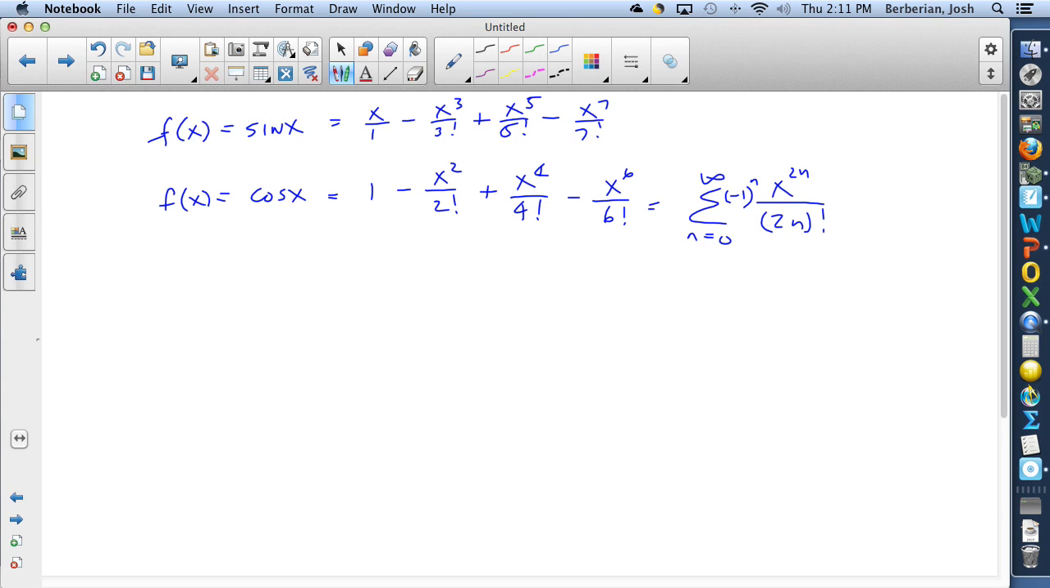So let's take a look. When n is 0, that's 1 times x to the 0 over 0 factorial. That's 1. When n is 1, that's -1 x squared over 2 factorial. Great, that works. Here's my question: for this, is it over 0 factorial? Isn't that undefined? No, I told you 0 factorial is equal to 1. I said that's by convention. 0 factorial is equal to 1.